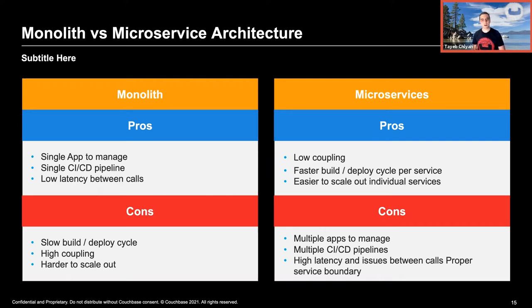Microservices, on the other hand, are loosely coupled, which allows a faster build and deploy cycle per service, and they are easier to scale out individually. But it becomes very hard to maintain and manage as you have multiple apps and multiple CI/CD pipelines, which introduce high latency and issues between calls. You also need to think about circuit breaking, what to do when a service isn't available, etc. Sometimes you need to start with a monolith, then think about how to split your architecture.